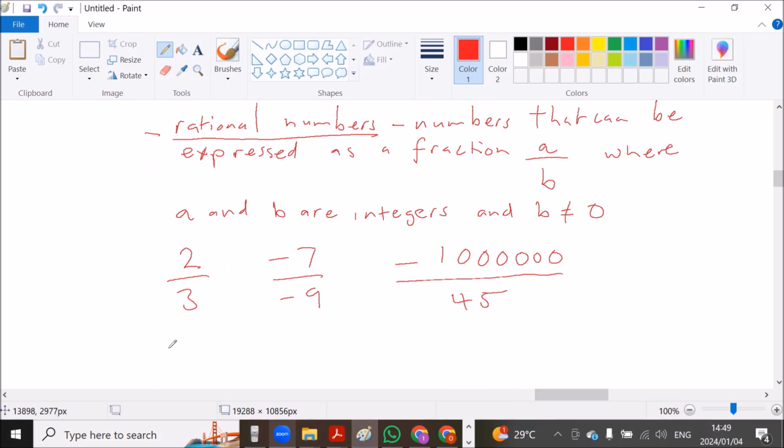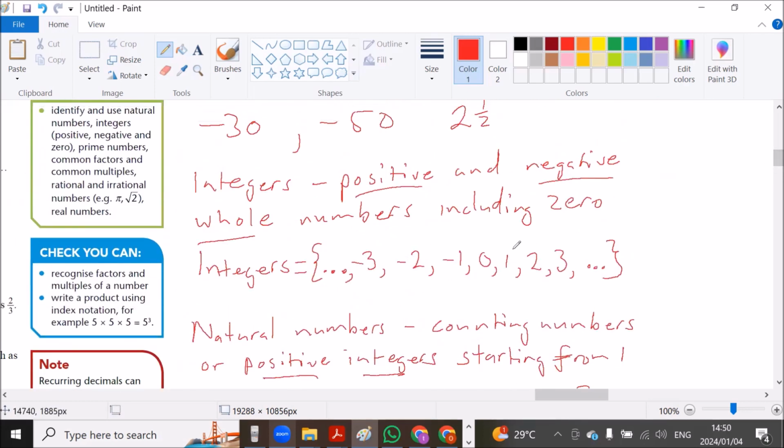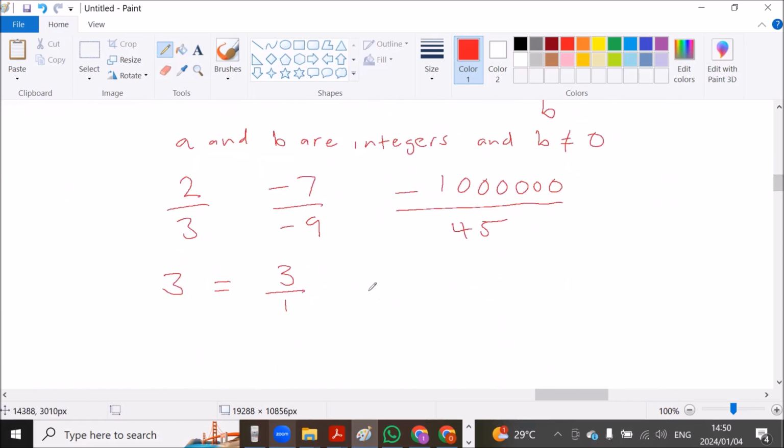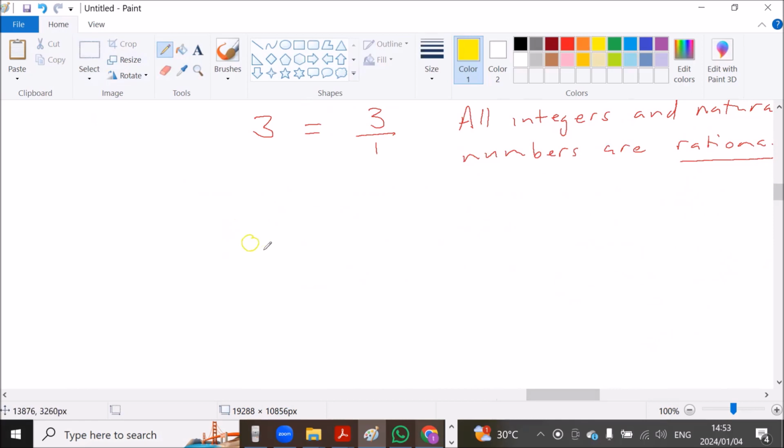What about if we have a number like 3? This is an integer. This is also a natural number. We can express it as a fraction by saying 3 over 1. 1 is an integer. You can see there, 1 is an integer. So 3 is a rational number. So we can say all integers and natural numbers are rational.